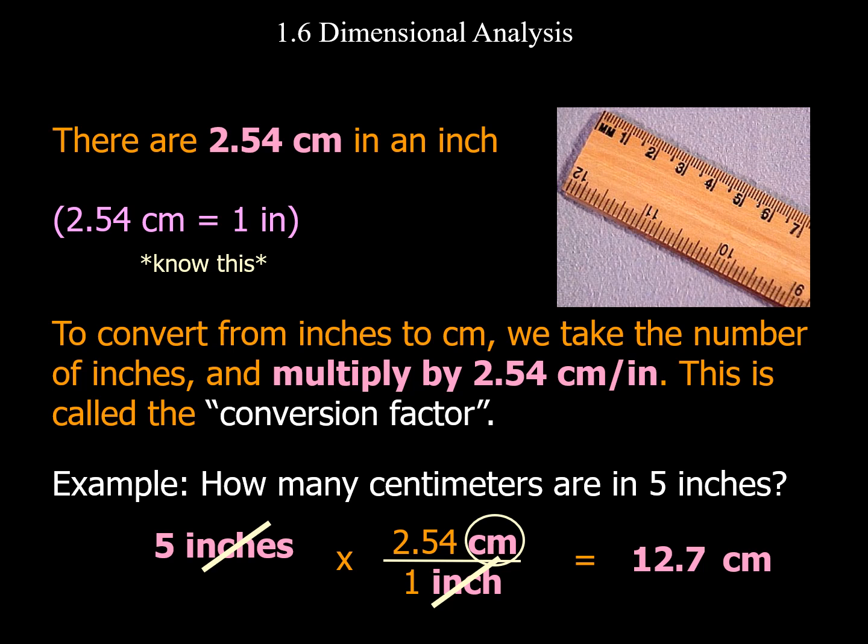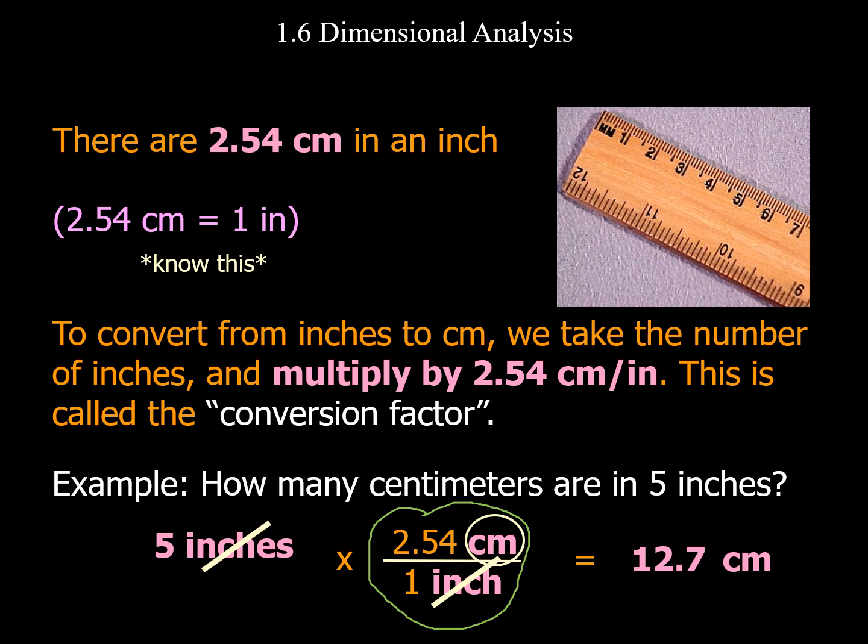In this question, how many centimeters are in 5 inches? So we write the word 5 inches. This is our unit conversion. This is an exact conversion. So 2.54 centimeters in every inch. The inches will cancel as I've shown here, and you're left with 5 times 2.54 equals 12.7 centimeters.